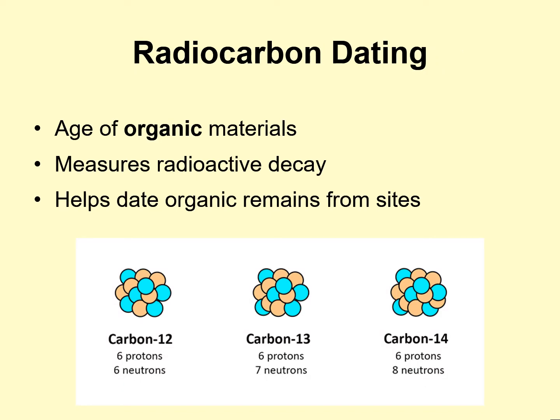Radiocarbon dating is a method of determining the age of organic materials by measuring the amount of radioactive decay of carbon-14 in organic material. Carbon-14 decays at a constant rate, so knowing the amount of decay can provide accurate information about the age of an object. Radiocarbon dating helps date organic remains like wood or bones from archaeological sites.